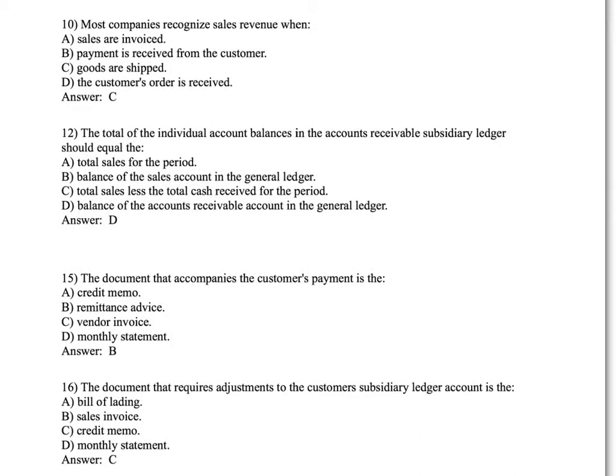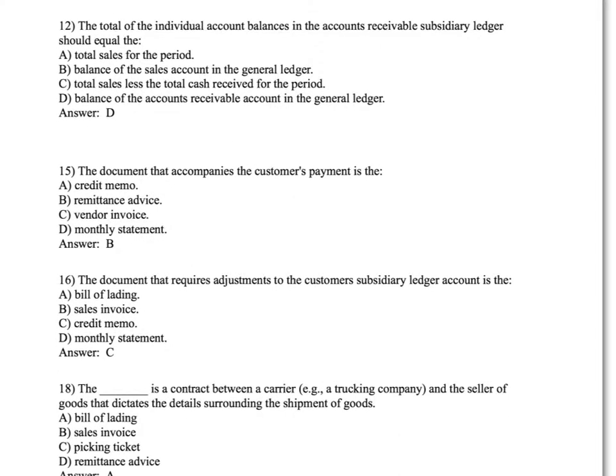Number 10, most companies recognize sales revenue when goods are shipped. You'll see a problem in the inventory chapter where I'm talking about FOB, shipping point, and destination. So you have to be very careful that you understand those terms, FOB, shipping point, destination. We'll review it in the inventory section. But that is when you're going to initiate the sales revenue. At that time, the goods are shipped, depending on the destination or dock.